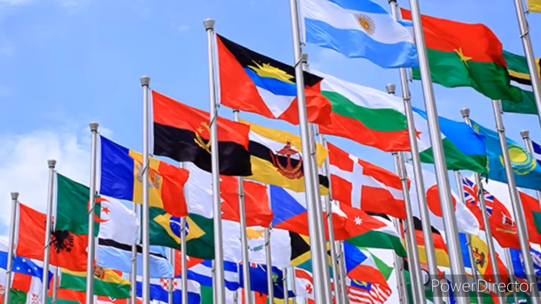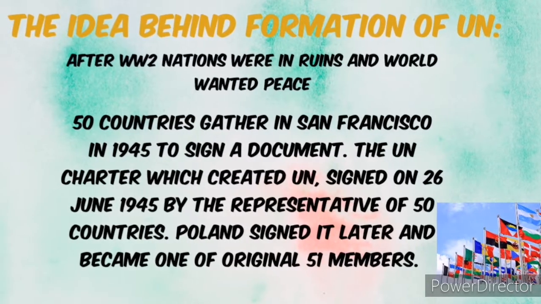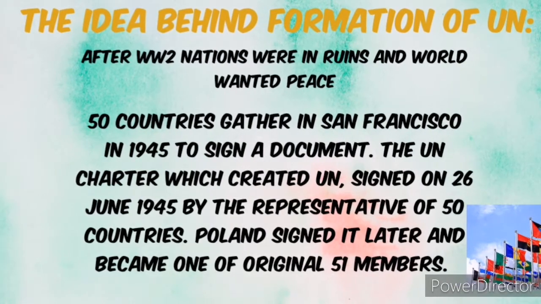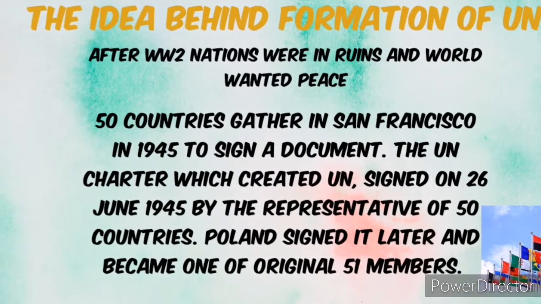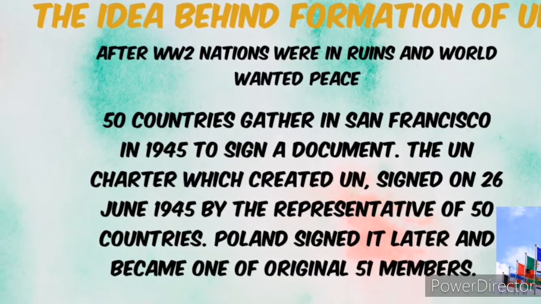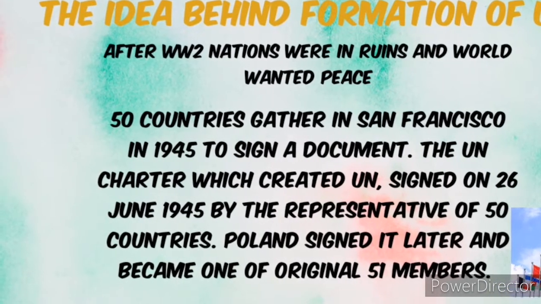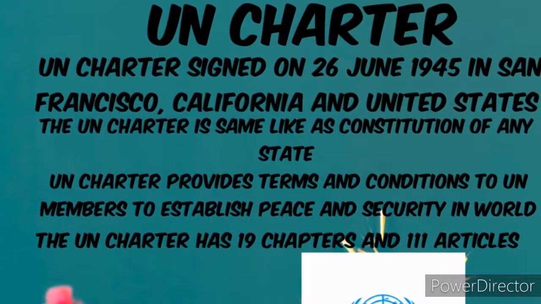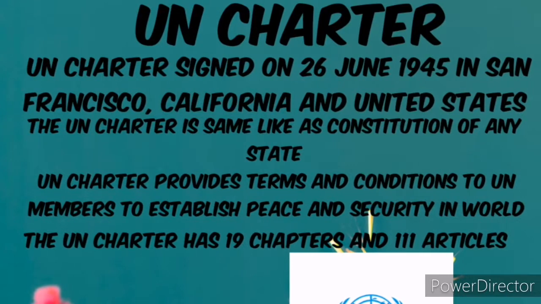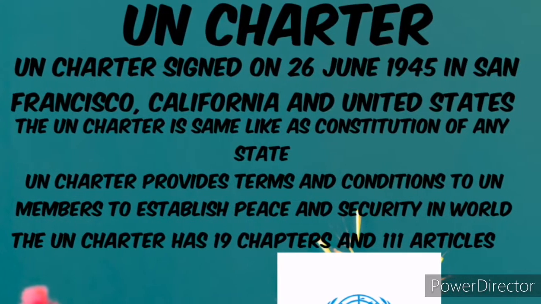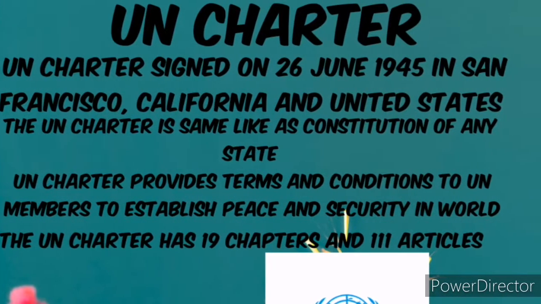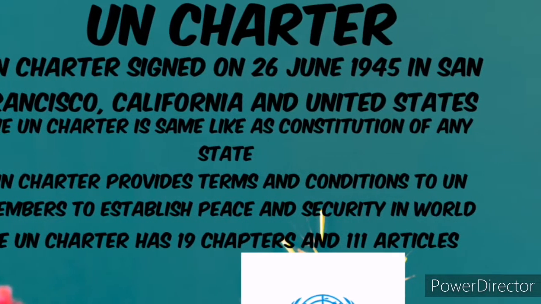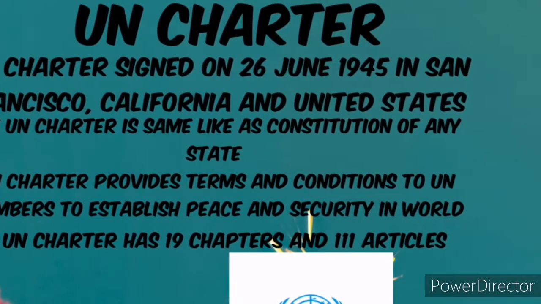The UN Charter was signed on 26 June 1945 by the representatives of 50 countries. Poland signed it later to become one of the original 51 member states. The UN Charter is the same as the constitution of any state. The UN Charter provides terms and conditions to UN members to establish peace and security in the world. The UN Charter has 19 chapters and 111 articles.